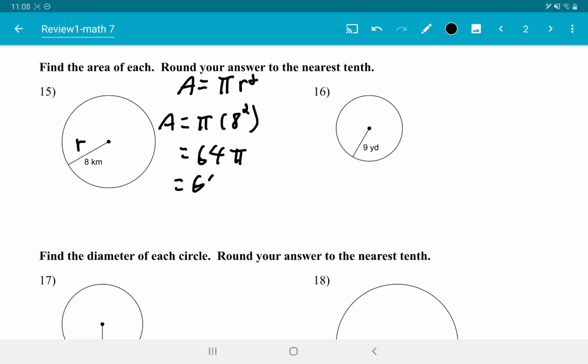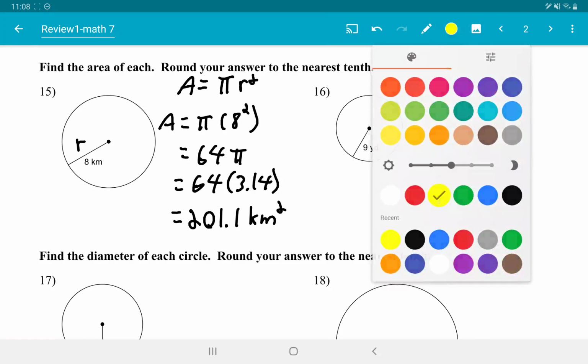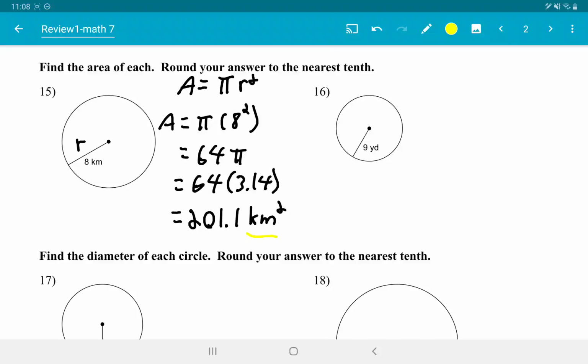Pi is the same, so 64 times 3.14. When you plug that into the calculator, you should get 201.1 kilometers squared. Again, make sure you do not forget the unit. The reason why it's squared is because we're taking 8 kilometers, so this radius, and we're multiplying it twice. So it's like kilometer times kilometer. That's why it's kilometers squared.